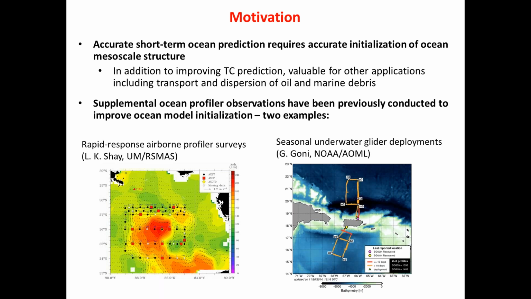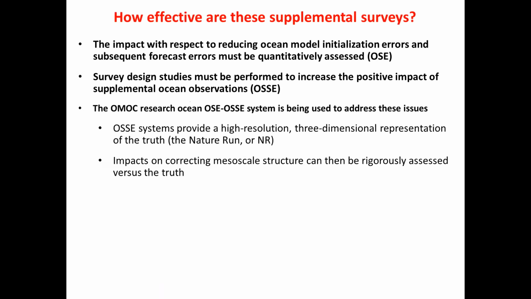Lower right is our in-house Dr. Goni's project on underwater gliders, and hopefully we'll be testing how these types of deployments will improve tropical cyclone prediction. Other examples exist, such as Alamo float deployments ahead of storms, and adding thermistor chains to surface drifters and deploying those ahead of storms too. So there are a lot of types of pre-storm ocean profiler surveys that we will be evaluating.